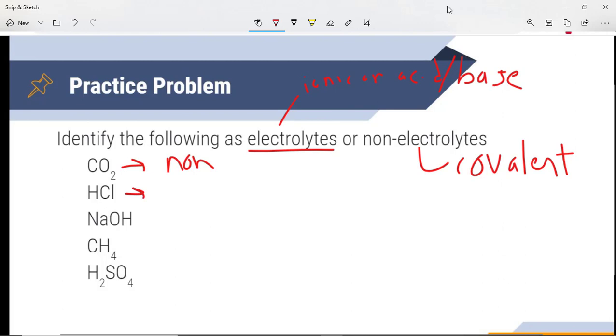HCl, you should know hydrochloric acid by now. Acids are electrolytes. NaOH, again, that is a base because it ends in OH. So this is an electrolyte.